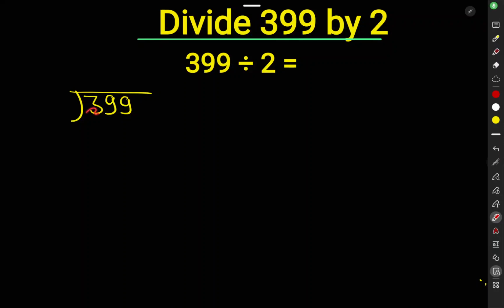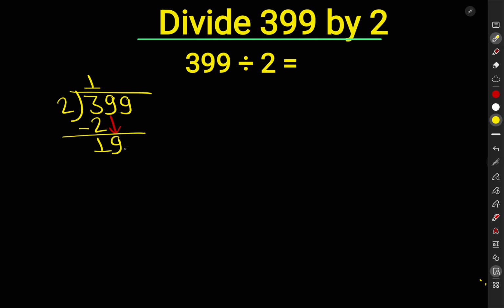Here we divide 399 by 2 in a long division method. So 2 times 1 means 2. On subtracting we get 1. So now this 1 is less than 2. So we put down the number beside this, 9.